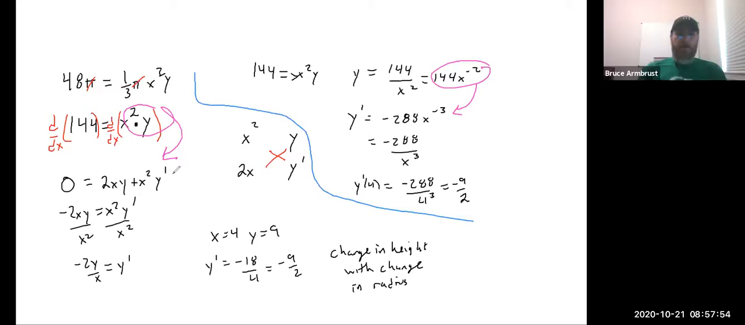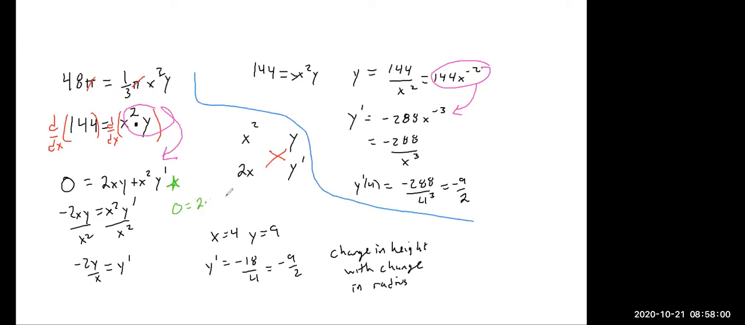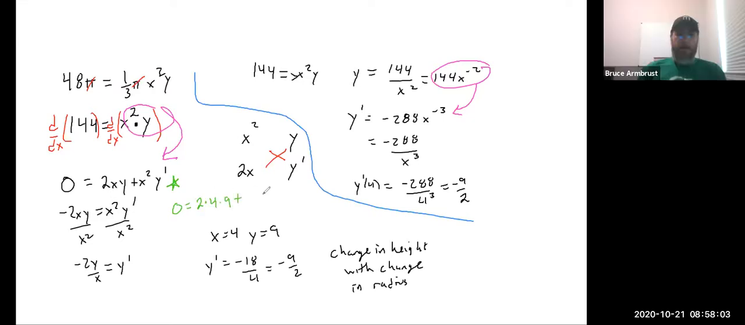Right here. If instead I had just gone, okay, let's plug in x and y. So we have 2 times 4 times 9 plus 4 squared times y prime. I could have just shoved all those numbers in right there, which would have given me 0 equals 72 plus 16 y prime. And then solving for y prime would have given me negative 72 sixteenths, which reduces down to minus 9 halves. So I didn't actually have to write y prime equals.